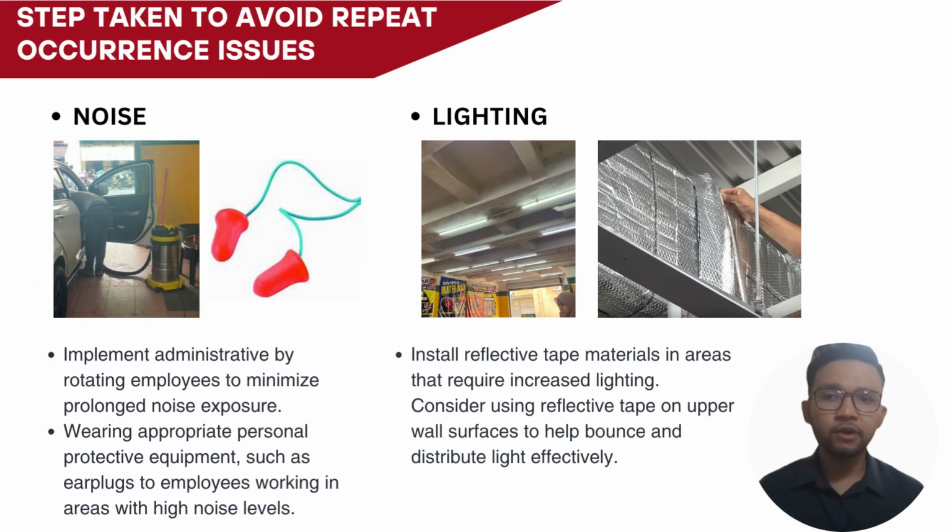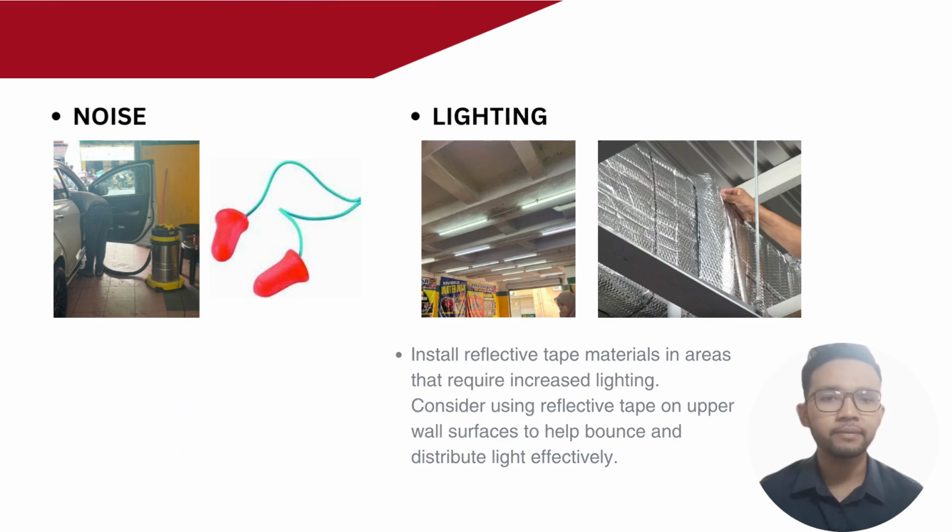The next issue is noise. Implement administrative control by rotating employees to minimize prolonged noise exposure. Wear appropriate personal protective equipment such as earplugs when working in areas with high noise levels. The last issue is lighting. Install reflective tape material in areas that require increased lighting. Consider using reflective tape on upper wall surfaces to help bounce and distribute light effectively.